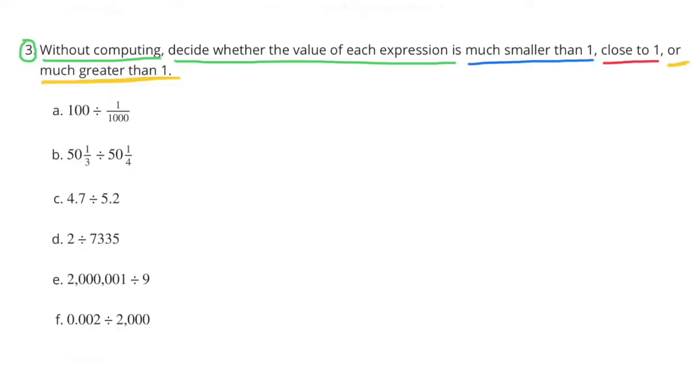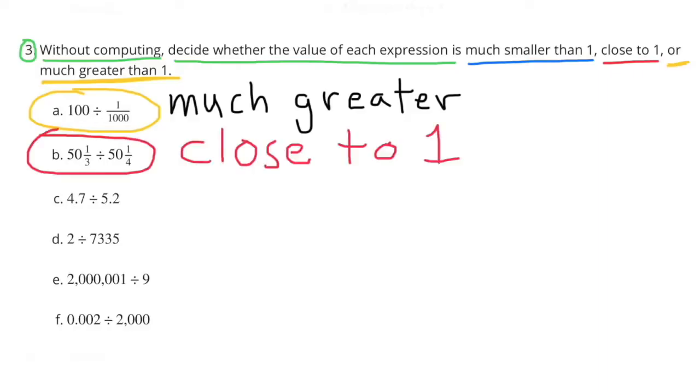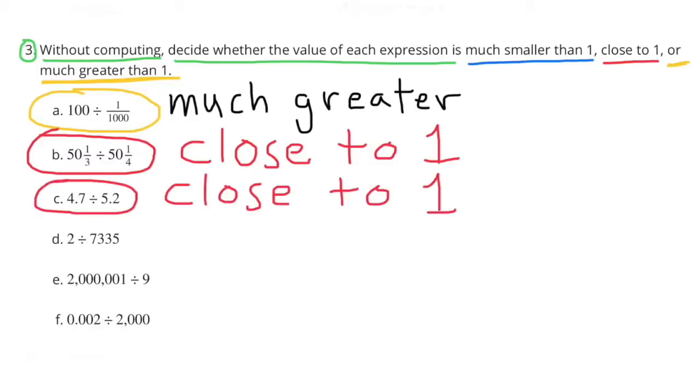Number 3. Without computing, decide whether the value of each expression is much smaller than 1, close to 1, or much greater than 1. A. Much greater, because the value of the dividend is much greater than the value of the divisor. B. Close to 1. This is true because the dividend and the divisor are fairly close in value. C. Close to 1. Again, because the dividend and the divisor are close in value.